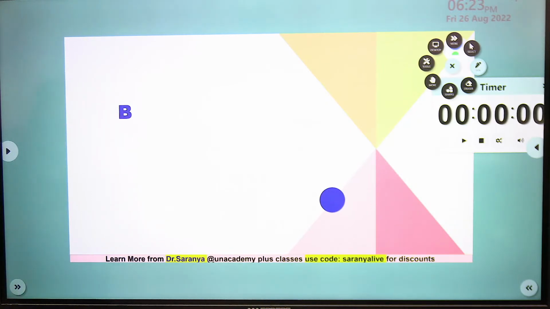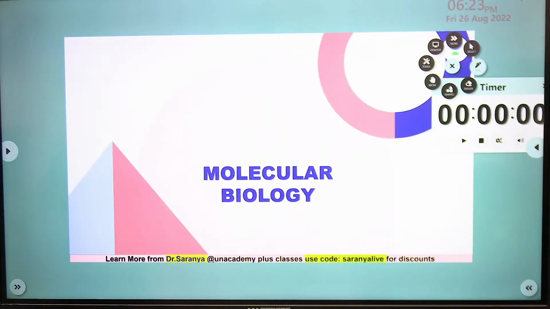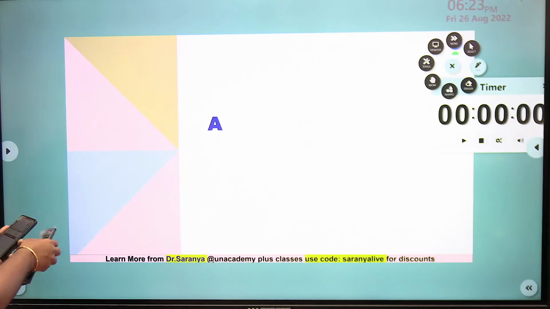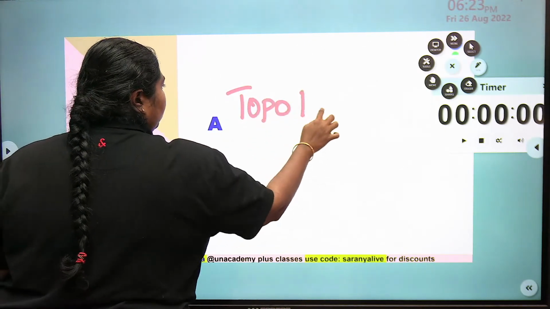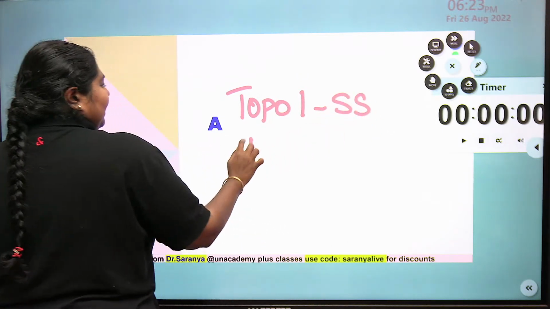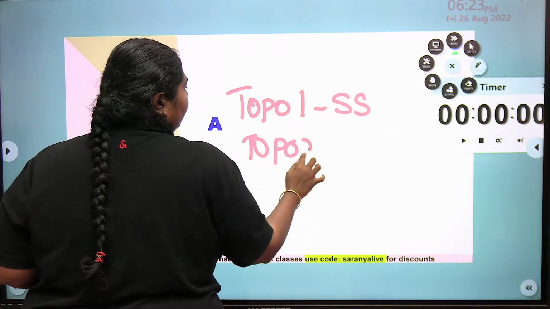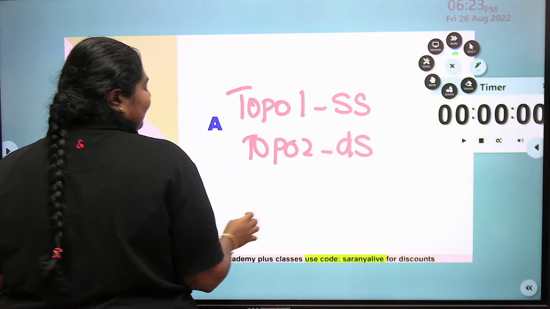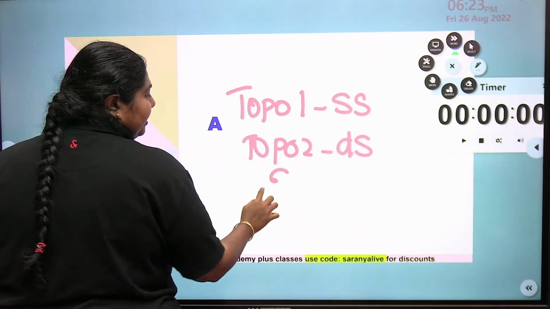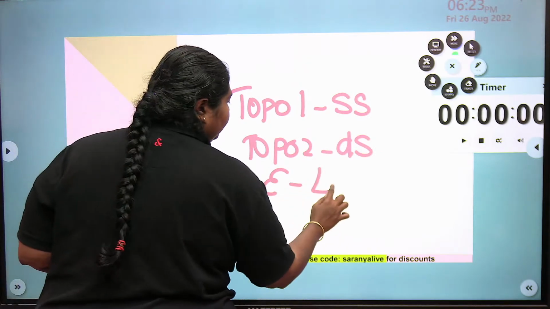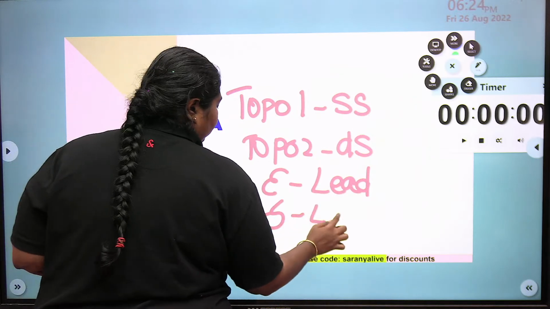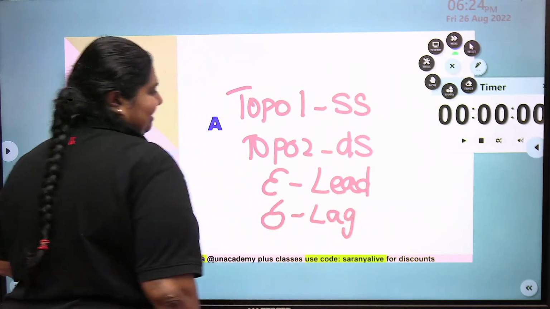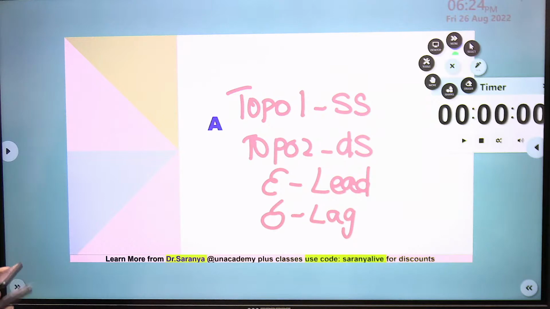So, 1 is meant for your single stranded nick. 2 only is meant for your double stranded cut. Okay, right, so only 2 things. Topoisomerase 1 is for single strand, and topoisomerase 2 is for double strand, and then your epsilon is for your leading strand, and delta, sorry, is for your lagging strand. Okay, a simple match the following was asked.